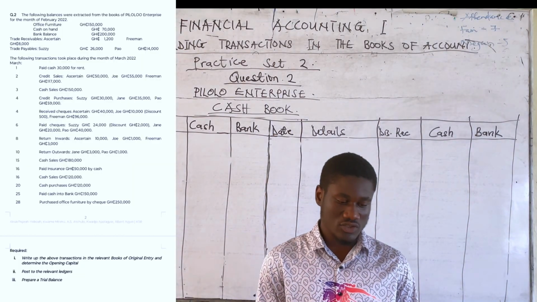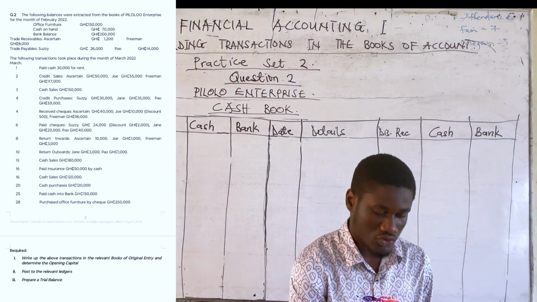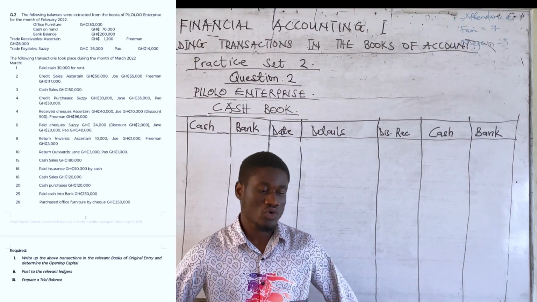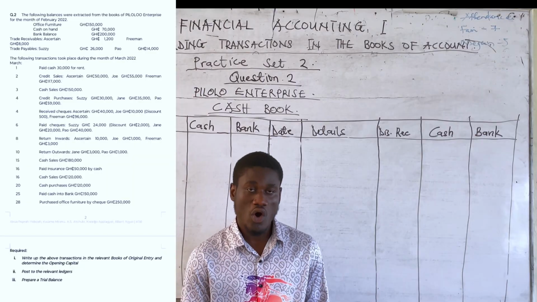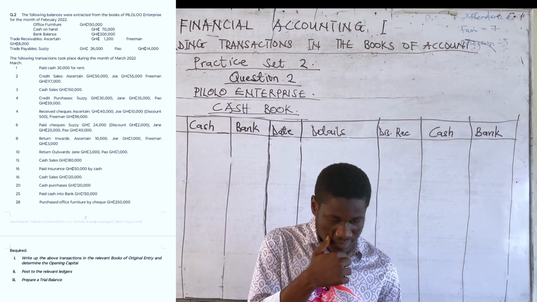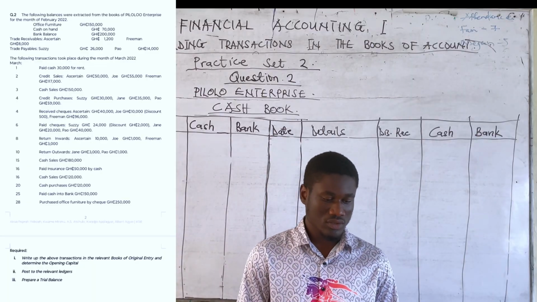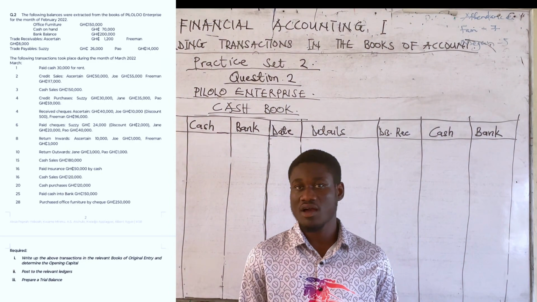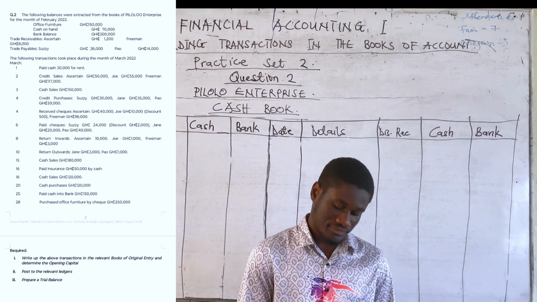The following transactions took place during the month of March 2022. Good, so the transactions are there. And the requirement is that we should write up the above transactions in the relevant books of original entry, and determine the opening capital. Good. And post the relevant ledgers, and also prepare a trial balance. Good. So we are going to start with the first requirement.